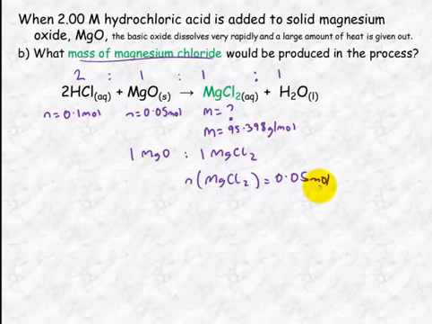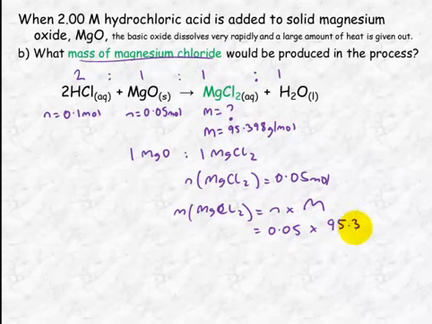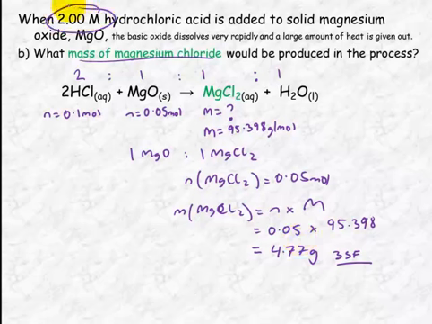And then all you have to do is work out the mass. So again, M of MgCl2 equals N times big M, which equals 0.05 times 95.398, which is just the big M that I wrote down at the start, and that equals 4.77 grams. 3 significant figures, which is what my question had to start me off.